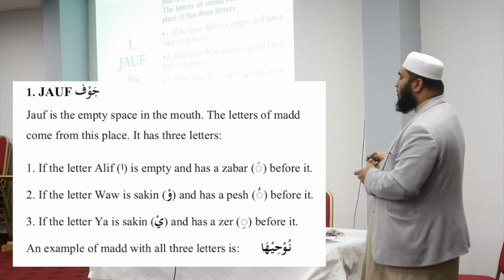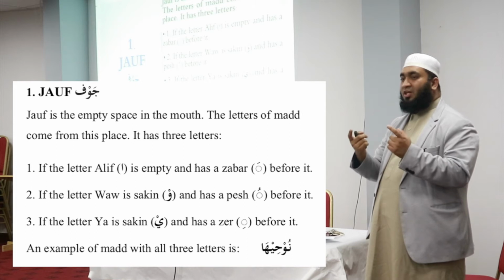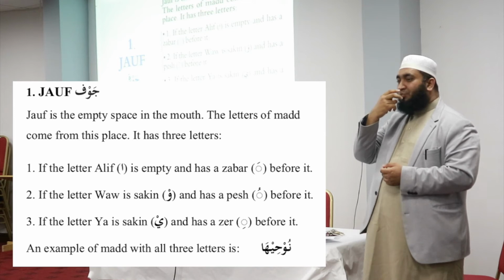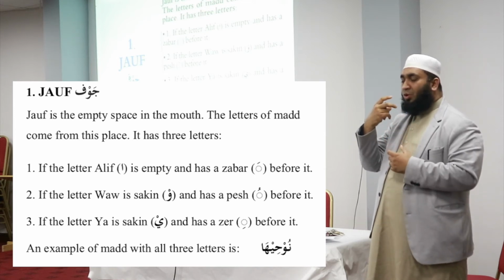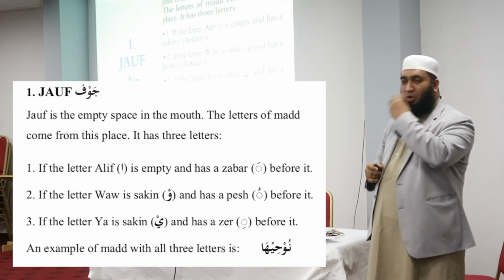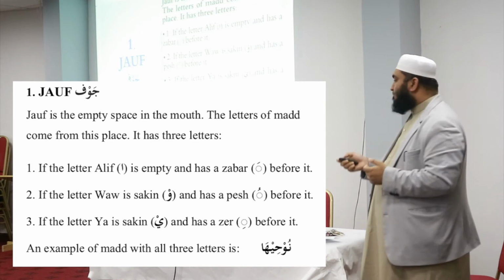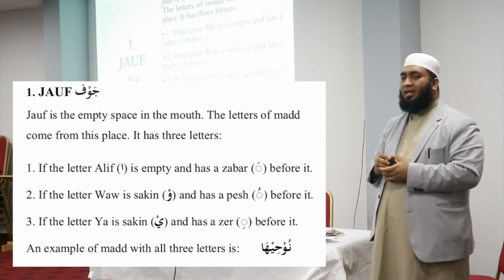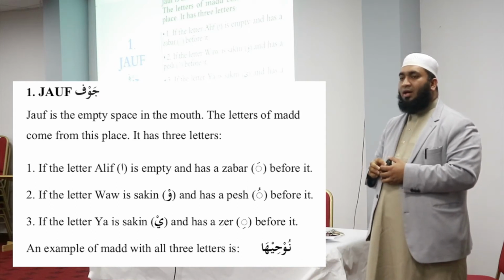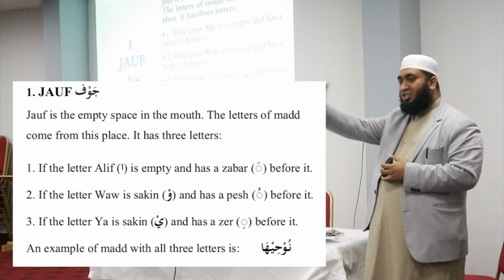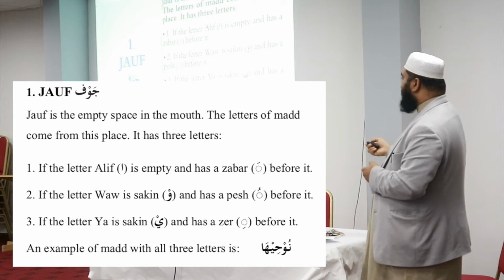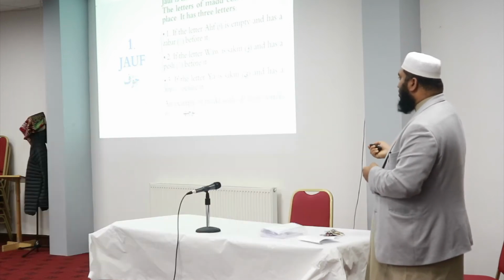So when it's a Nu, the Waw we are pronouncing is the letter of Mad. It's not an actual Waw. We are only using the space between our mouth, nothing from any actual letter. When you say Ha, again it is the empty space in our mouth. So the stretching sound is from the empty space, and this is called Jawf. The empty space of our mouth is called Jawf.